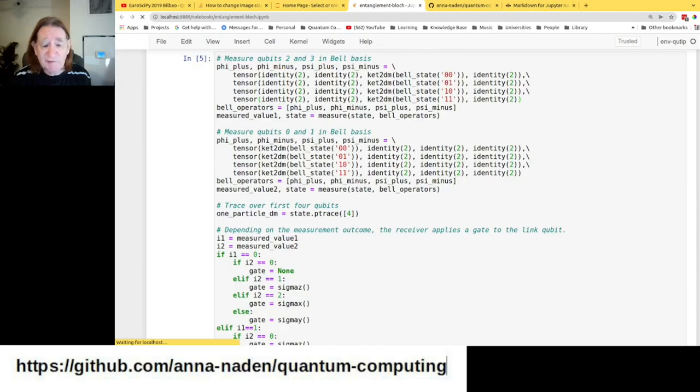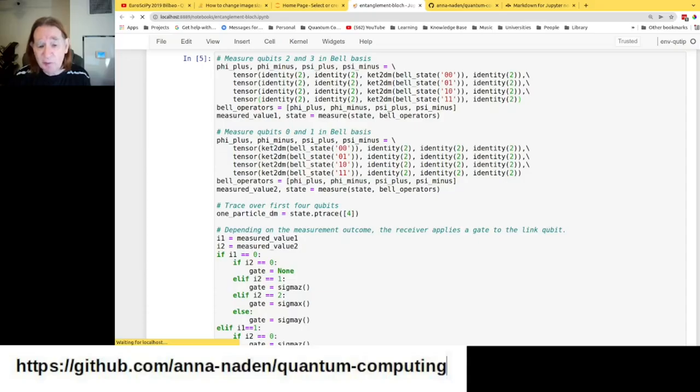In cell 5, the repeater measures qubits 2 and 3 in the Bell basis, and then does the same for qubits 0 and 1. There are 4 possible outcomes for each measurement, so there are 16 possible outcomes altogether. The measurement function differs from the previous function, measurement statistics, in that it is non-deterministic. It returns a single measurement result by chance, selected according to the rules of quantum mechanics. Each time the cell is executed, the function can return a different result.